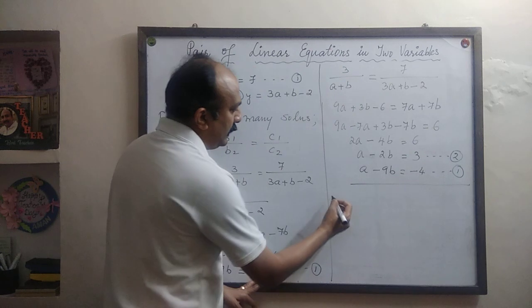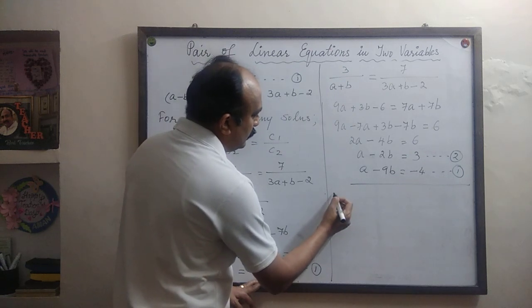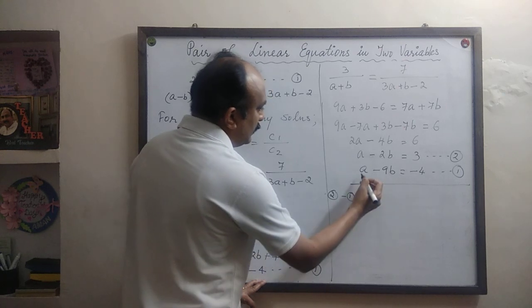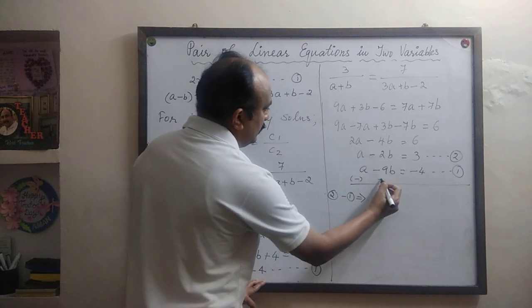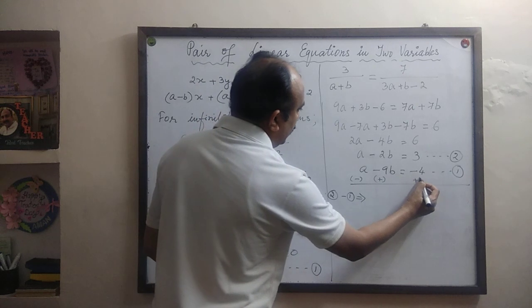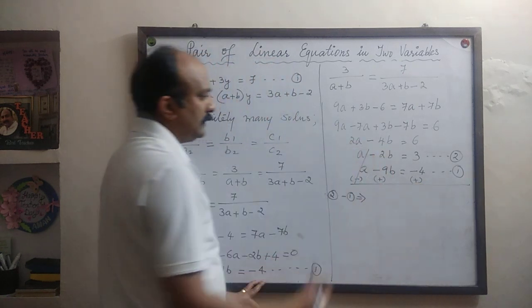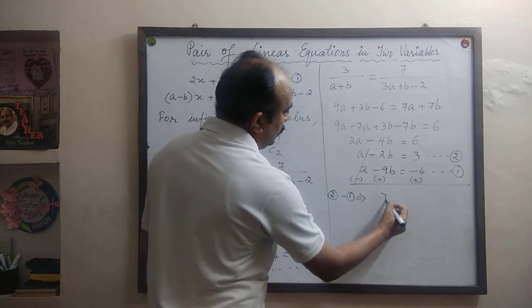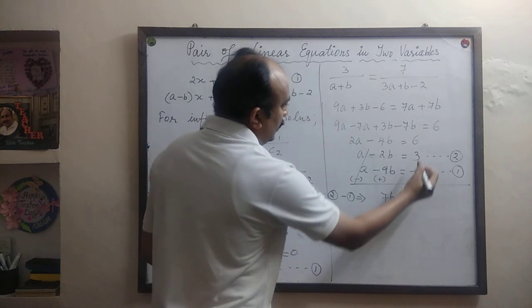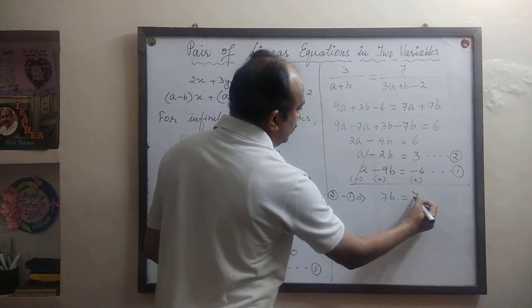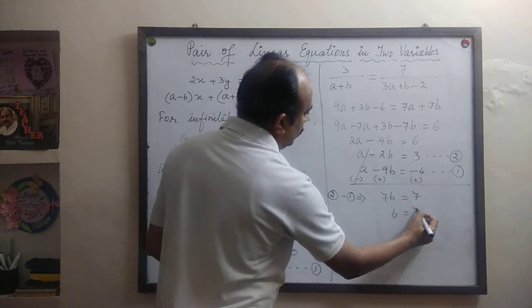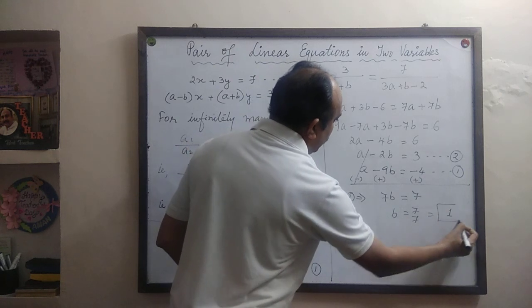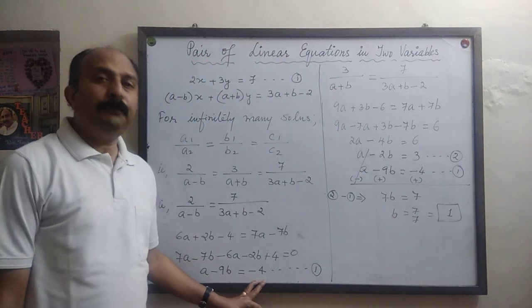And subtracting equation 2 minus equation 1 gives: this will become minus, this will become plus, and this will become plus. A minus A got cancelled. Minus 2B plus 9B equal to 7B. 3 plus 4, 7. B is equal to 7 upon 7 is equal to 1. We got the value of B.